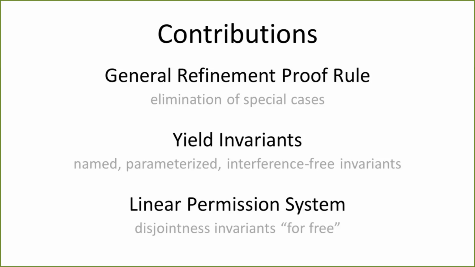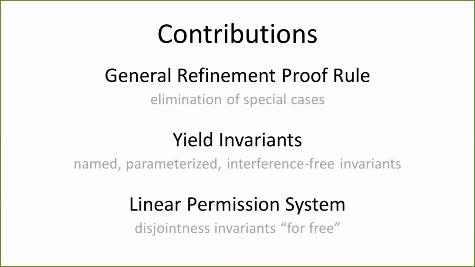To support refinement checking, we introduce a new specification idiom of named, parameterized, and interference-free invariants that we call yield invariants. These yield invariants establish the context for refinement checking, but are also independently useful of refinement. And finally, we integrate both refinement checking and yield invariants with the linear permission system that allows us to establish an invariant between local variables from different scopes without ever exposing these local variables as ghost global state and actually writing down the invariant explicitly.